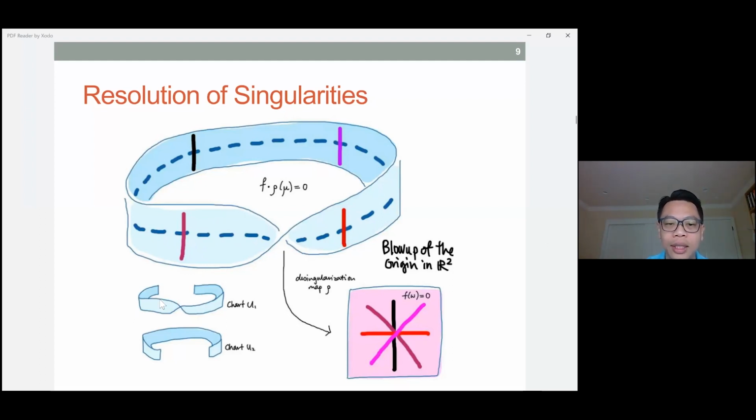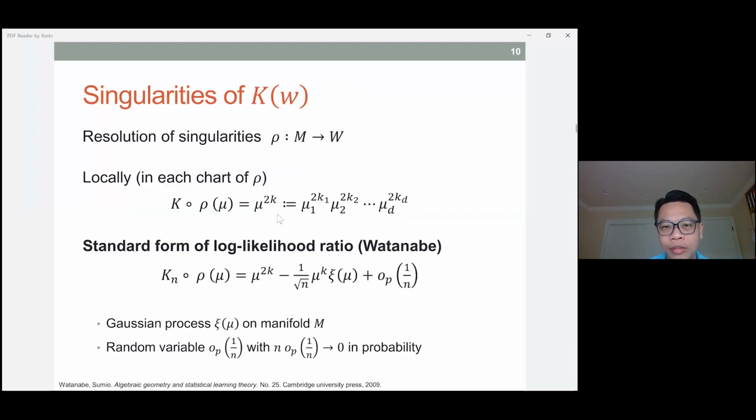A chart is a subset of Euclidean space that has an algebraic map into this space, and the union of these charts is going to describe our resolution of singularities. So these charts are going to cover the manifold over here, and then we have our map. So let's assume that we have this resolution of singularities for our relative information.